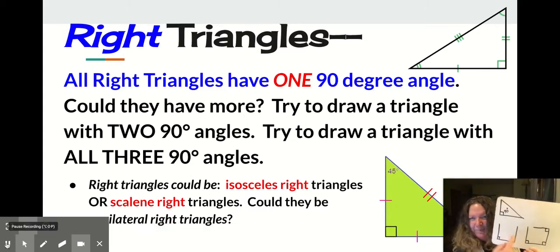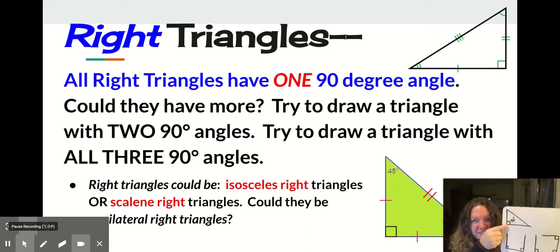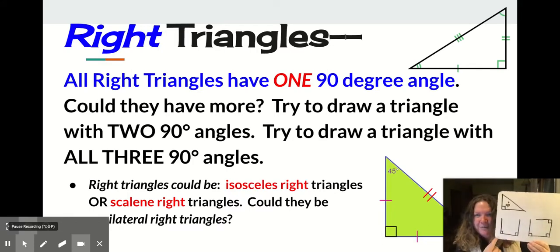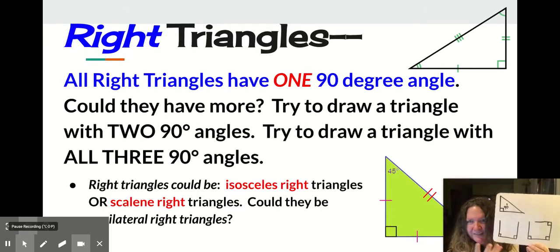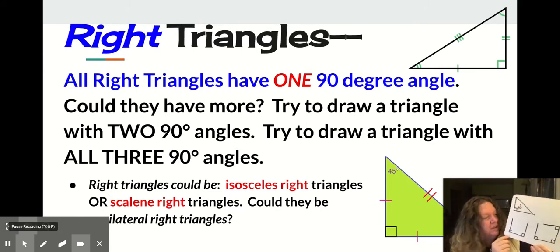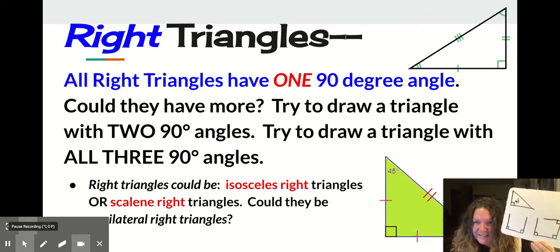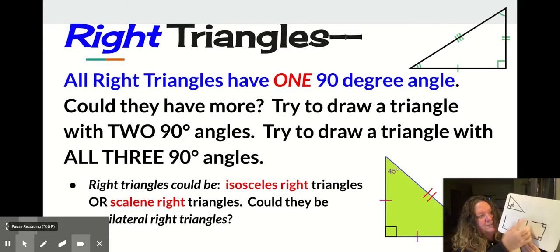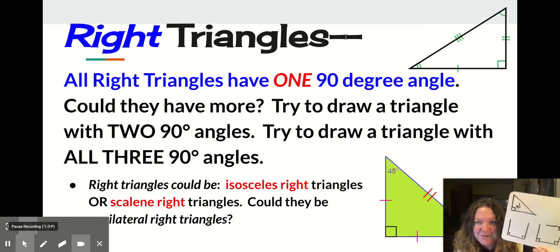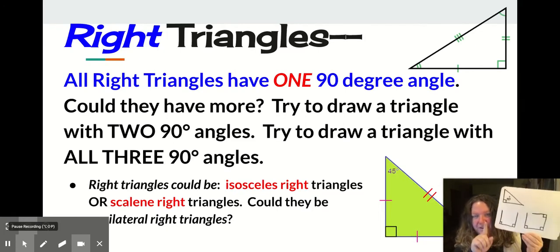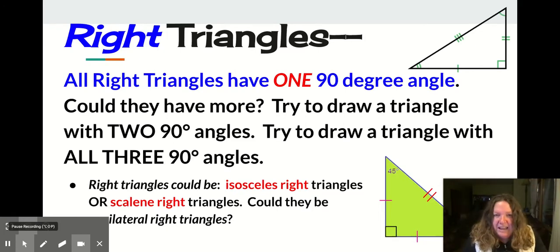All right, if you tried it, it probably looks like something like me trying it too. Here's the one that makes sense. There's the 90-degree angle right there, but the other two have to be smaller to connect. If I make two 90-degree angles, I kind of make a U shape, like a squared out U shape. If I try to make three 90-degree angles, I end up trying to make a rectangle. If I don't connect them, it's not a triangle anyway. And plus, it didn't have three sides anymore. So you can't make a triangle that has more than one right angle. So right triangles have one 90-degree angle.